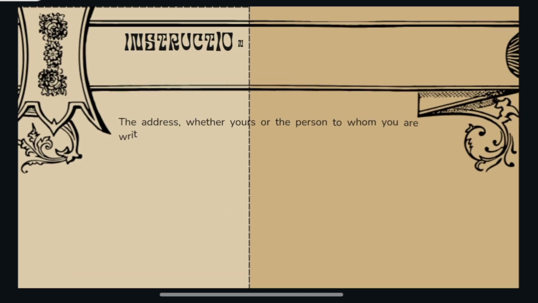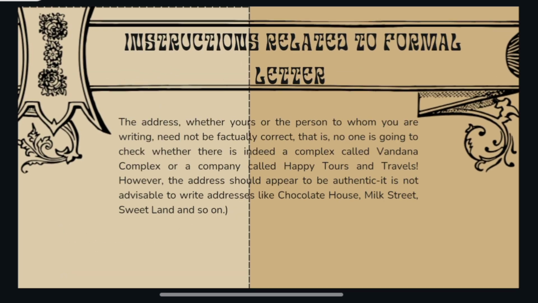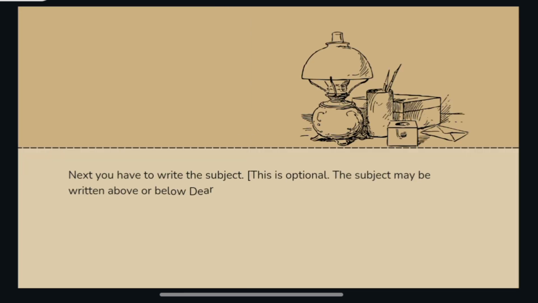The address, whether yours or the person to whom you are writing, need not be factually correct. If the address is not mentioned in the question, it need not be factually correct. That is, no one is going to check whether there is indeed a complex called Vandana Complex or a company called Happy Tour and Travels. However, the address should appear to be authentic. It is not advisable to write addresses like Chocolate House, Milk Street, Sweet Land, Rocky Path. No.